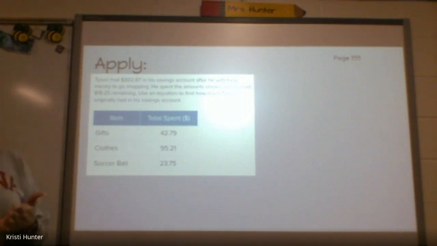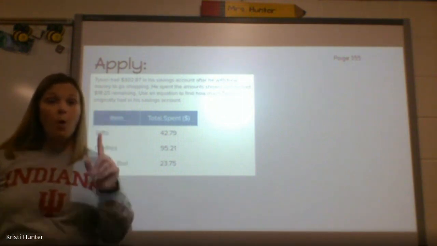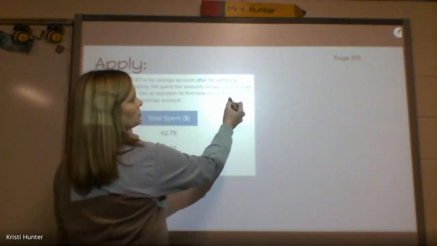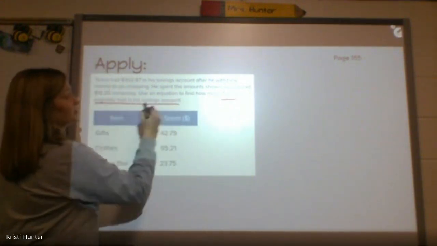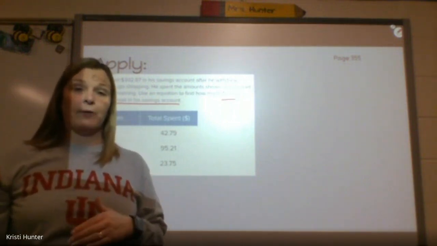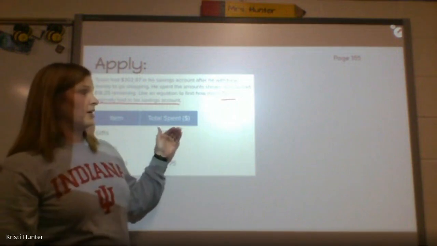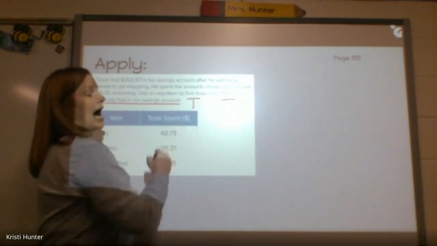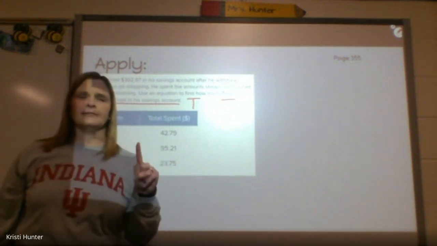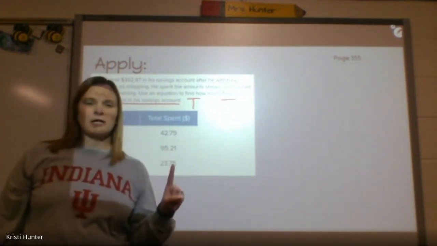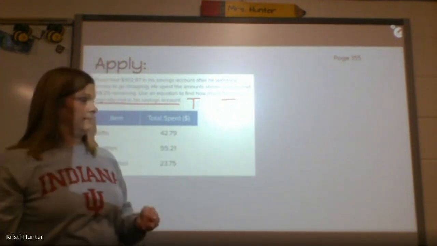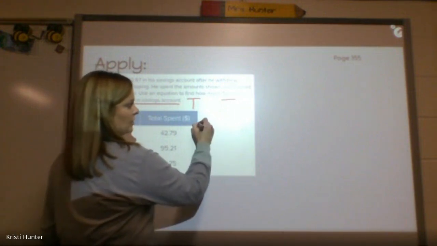All right, so here's what I've got to figure out. One, what is this problem asking me? It said, how much does Tyson have in his original savings account? That's what I don't know, and I'm trying to figure out. So that is going to represent my variable, and I'm just going to pick T. I don't know what Tyson started with. Ooh, that also gives me another clue. Started with means that's going to be the beginning of my equation.